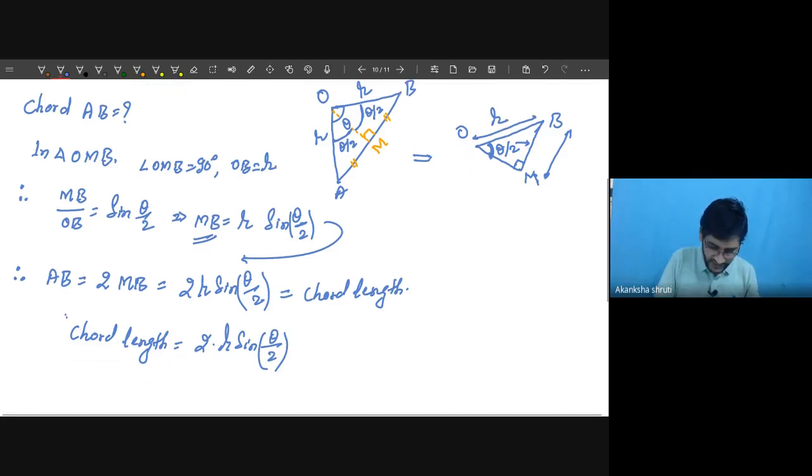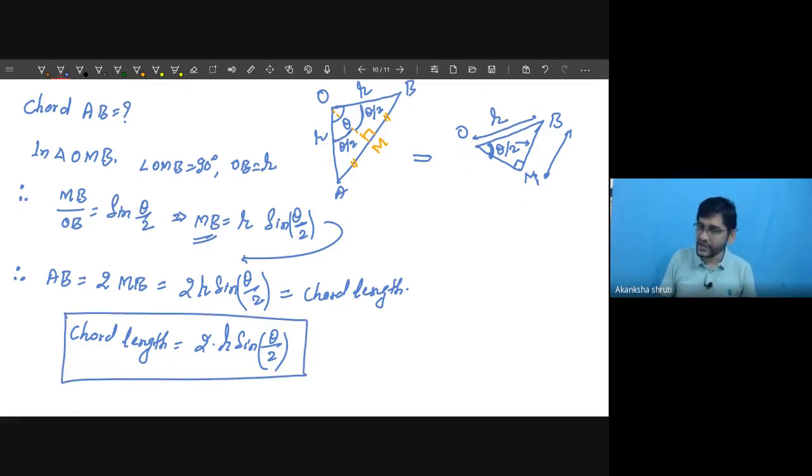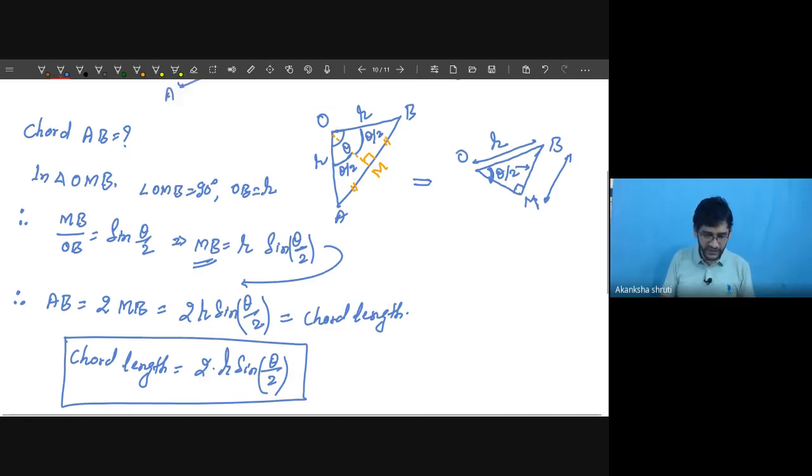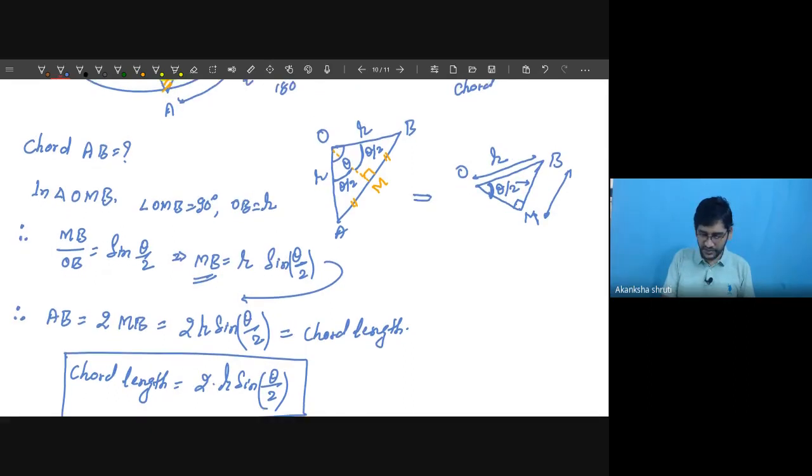So this is how the chord length is calculated by using trigonometry. Why am I focusing on trigonometry? In class 10th, we have learned trigonometry and are free to apply it, but at class 9th level it is not applicable. And it is more convenient to take this theta by 2 sine than substituting in the Pythagoras theorem, which will take a longer time.